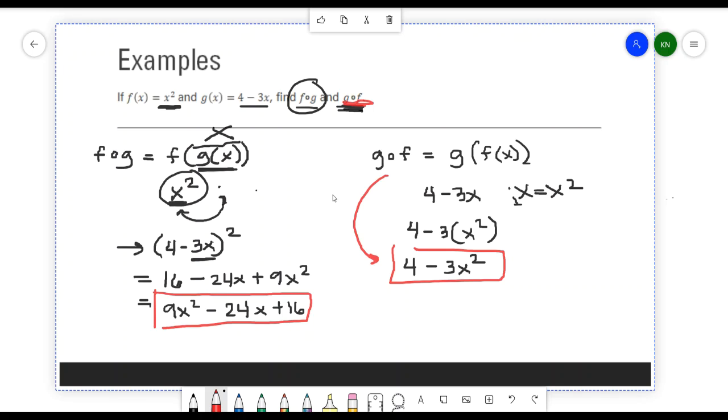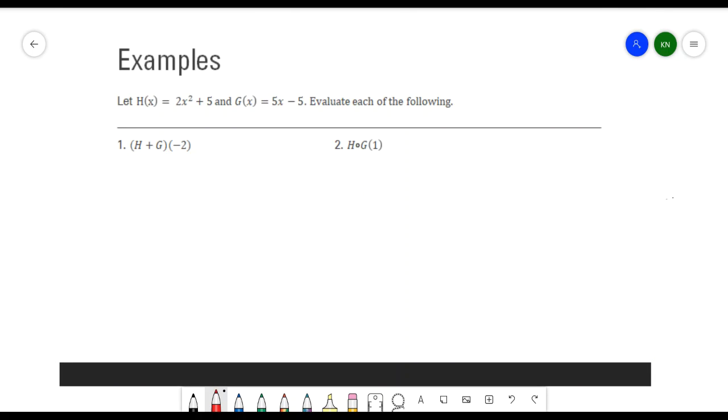Okay, so let's have another example. For the composition of functions, we have here, let h of x be equivalent to 2x squared plus 5 and g of x equivalent to 5x minus 5. We need to evaluate each of the following. So first is, we need to evaluate h plus g of negative 2. So meaning to say, again, from the operation of functions earlier, we know that this one is equivalent to h of negative 2 plus g of negative 2.